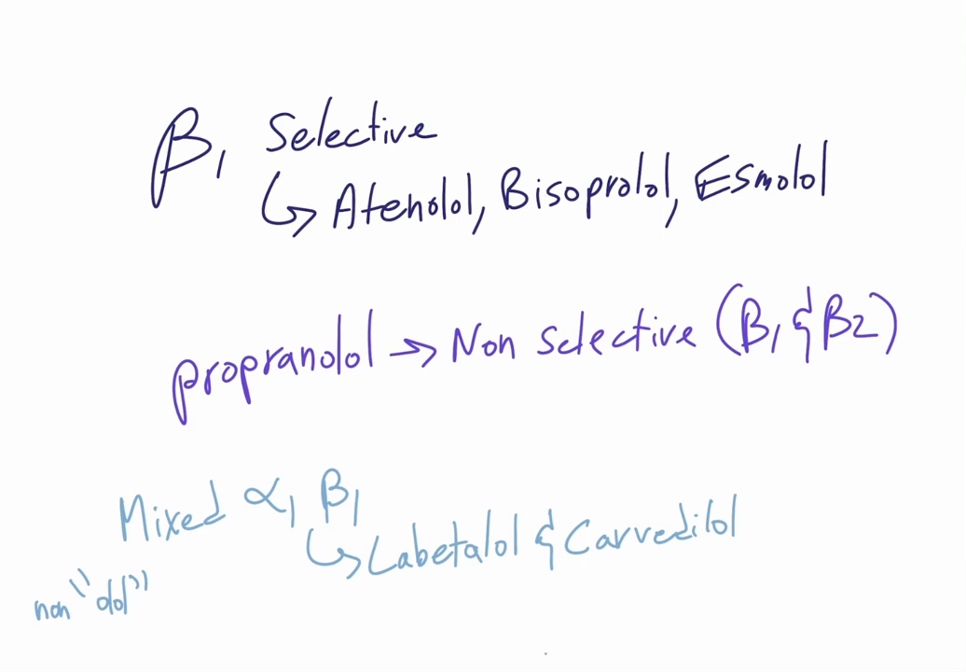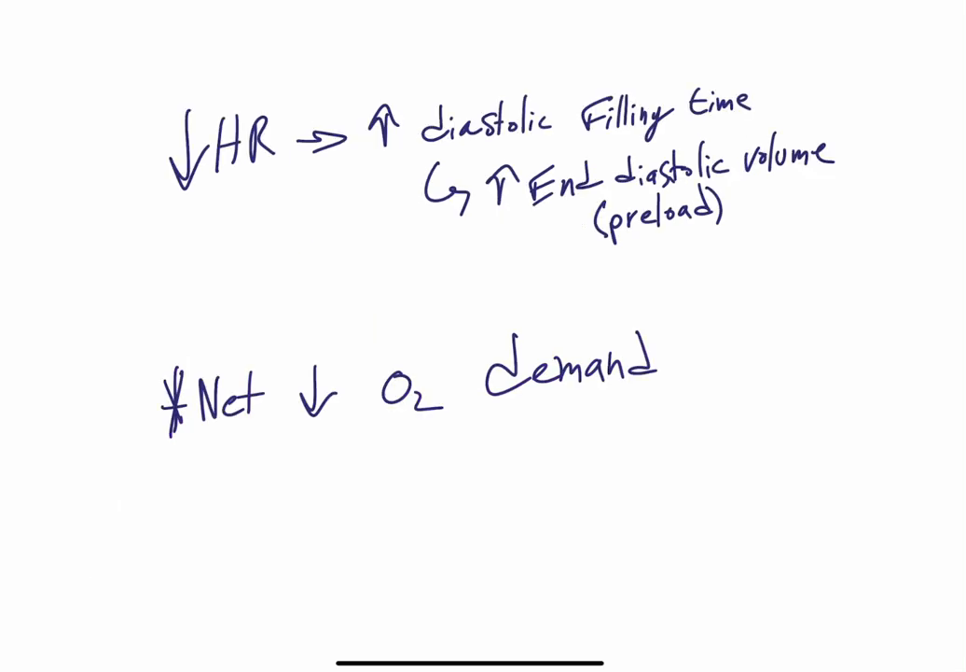Now, there are also mixed blockers, such as alpha-1, beta-1 blockers like labetalol and carvedilol. These don't end in OLOL. Labetalol and carvedilol antagonize both alpha-1 and beta-1. So in addition to slowing the heart rate, they also reduce contractility. They decrease peripheral vascular resistance through alpha-1 antagonism.